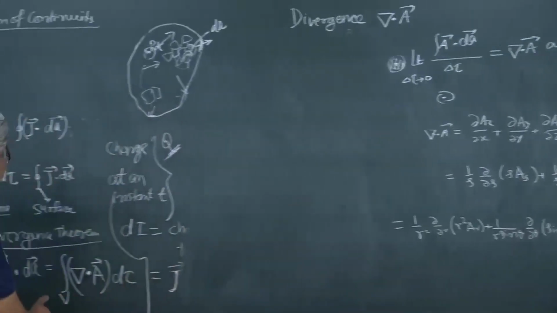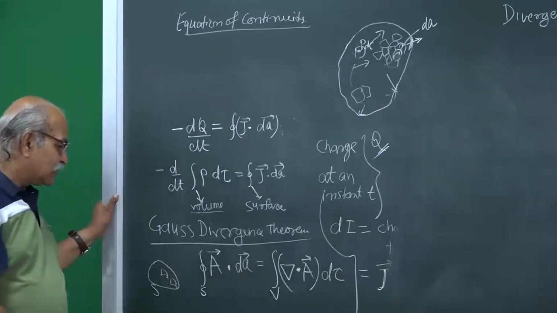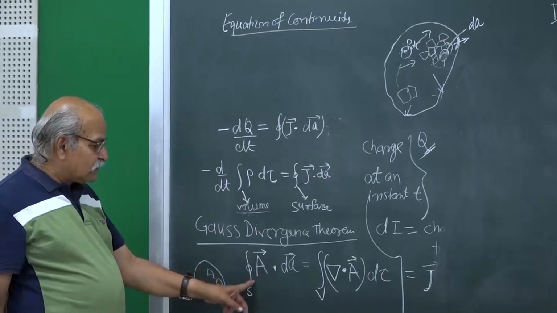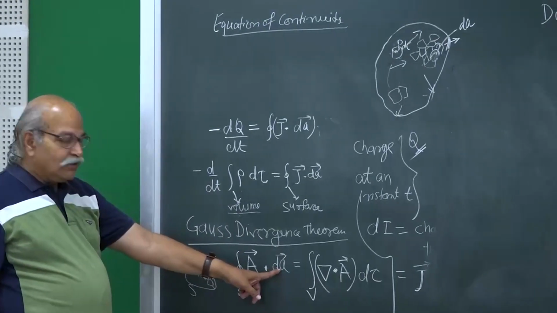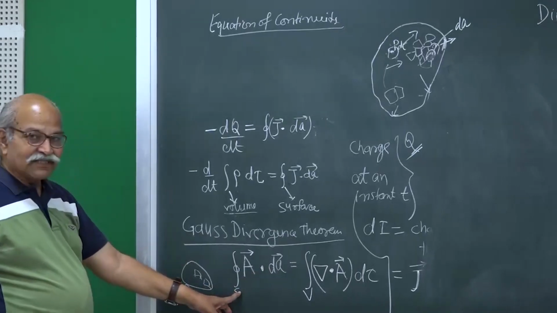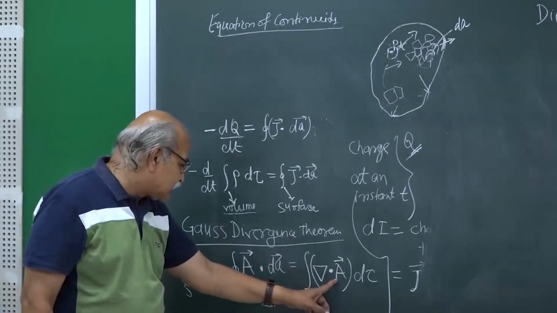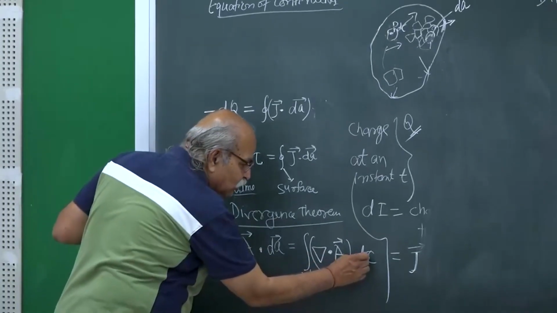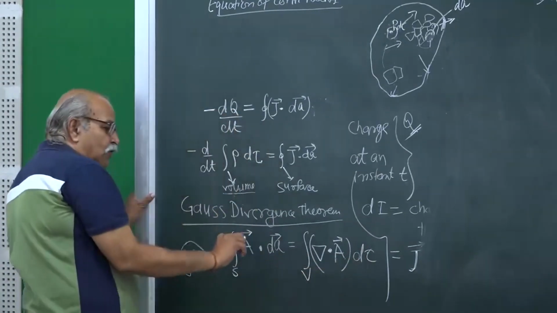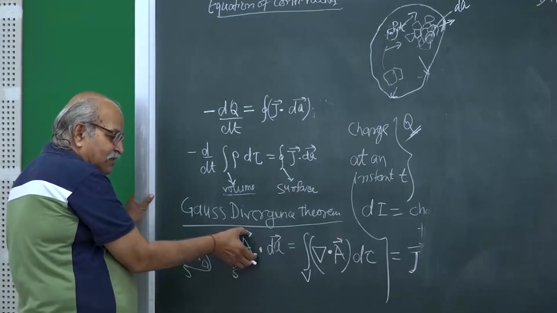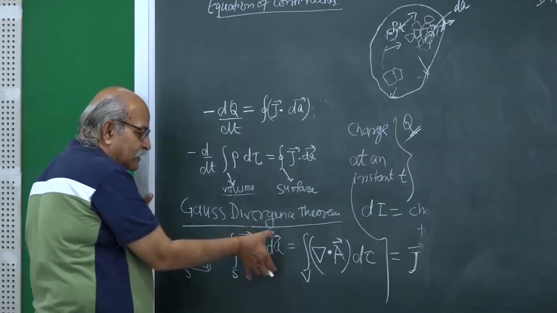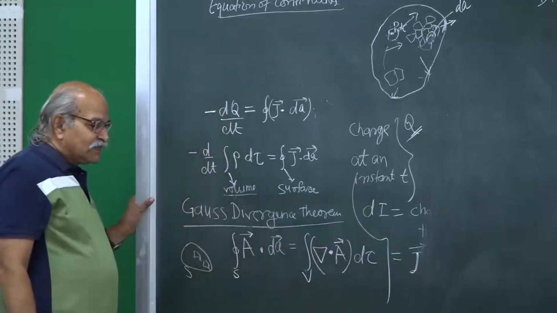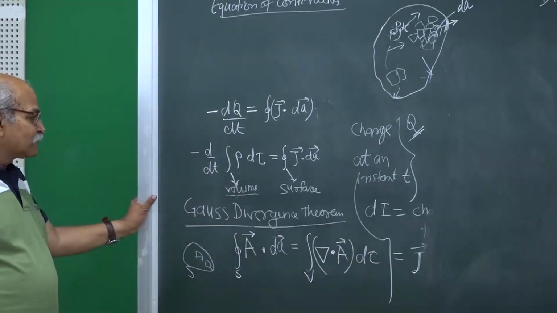And coming back to this equation now, this is Gauss divergence theorem. Any vector field A, integral of A dot dA over the entire surface, is the same as the integration over the volume of the divergence of this quantity. So, take the vector, integrate over the surface; take the divergence and integrate over the volume. These two are always equal.